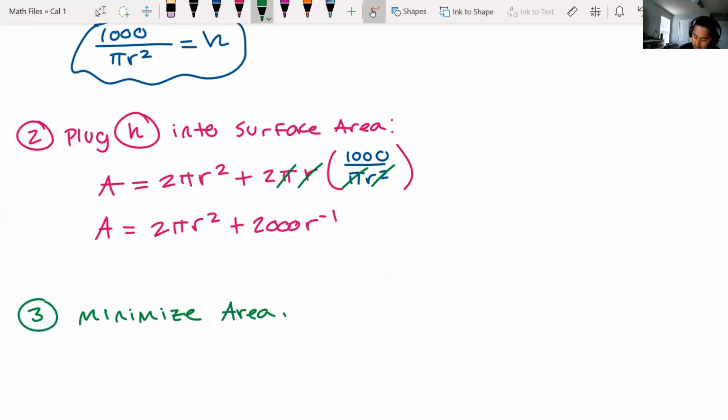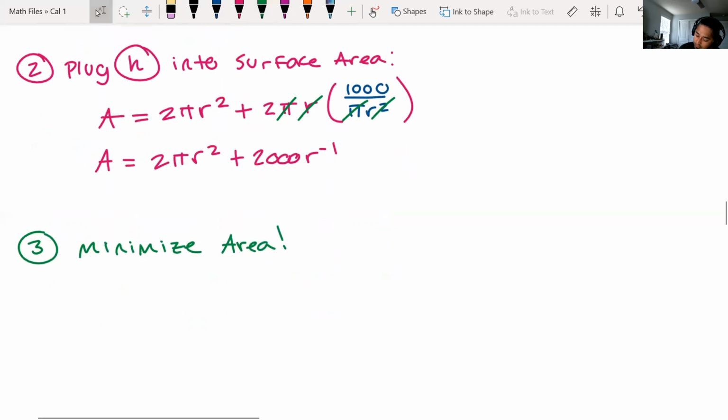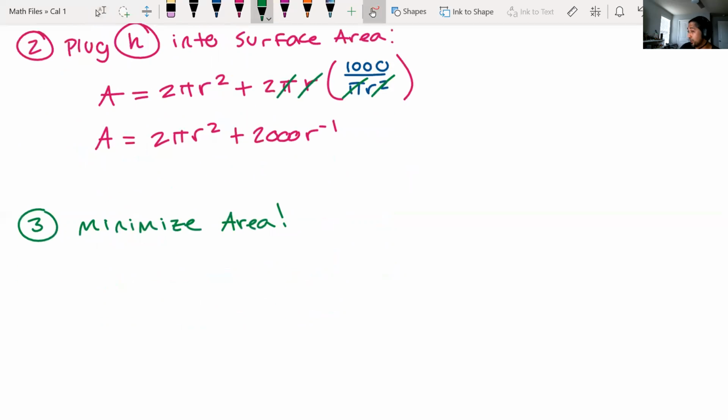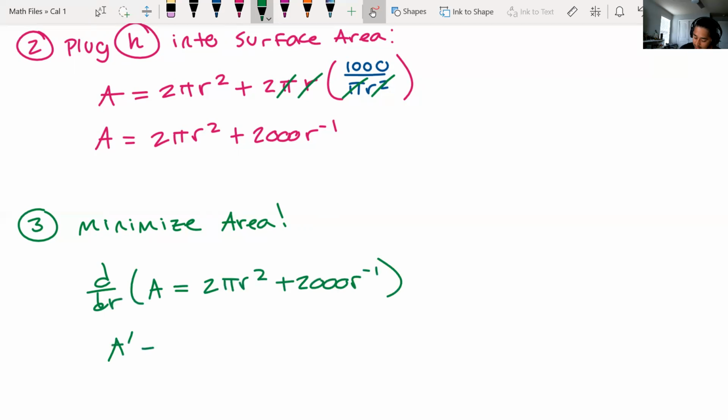Minimize area. And since our variables are, we're going to say d over dr of A equal to 2 pi r squared plus 2,000 r to the negative 1. You'll get A prime equal to 4 pi r minus 2,000 r to the negative 2.